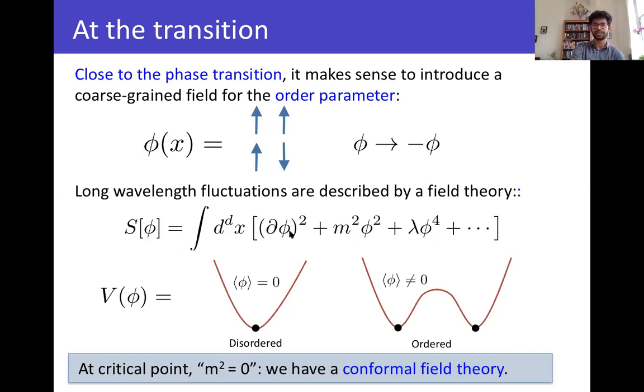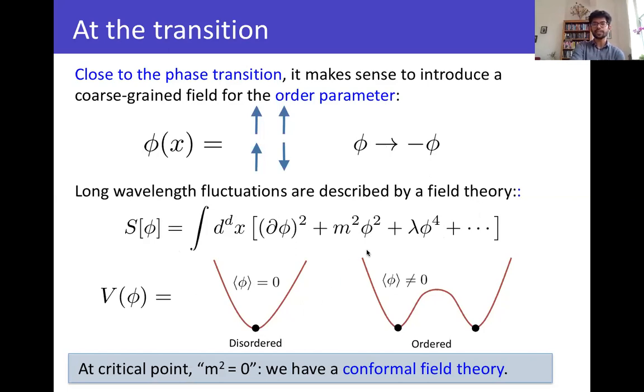So for example, (d phi)^2, okay, that's fine. m^2 phi^2 is fine. Phi cubed would not be fine because that would break this symmetry. Phi to the fourth is fine, and so on and so forth. And then you can study physics close to the phase transition by this continuum field theory, okay?